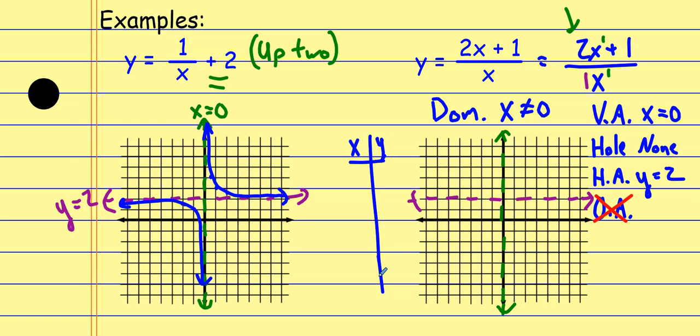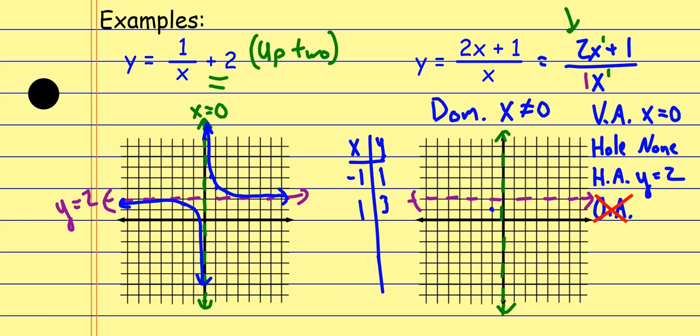So I pick X values that are kind of near the vertical asymptote. So that's at 0. So I pick a -1 and a +1. I just choose a value on either side. If I plug a -1 into the function, that gives me 2 times -1 is a -2, plus 1 is a -1, divided by -1 is a +1. If I plug a 1 in, 2 times 1 is a 2, plus 1 is a 3, divided by 1 is a 3. So I get these two ordered pairs.